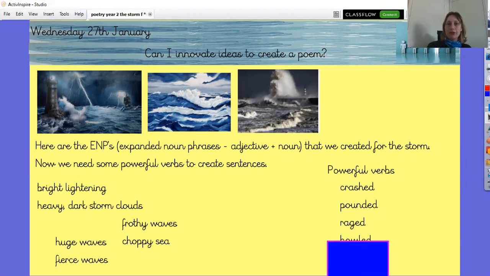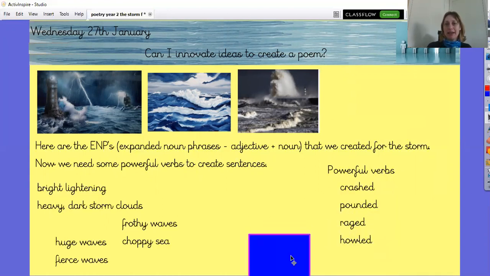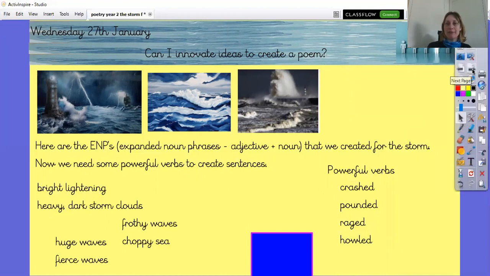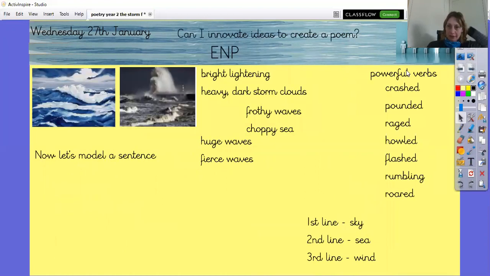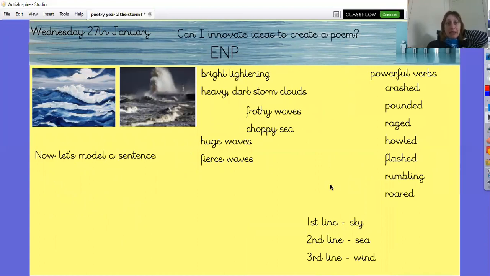So crashed would be good to use for the waves banging against the rocks. So would pounding. Raged, you might be able to say that the wind raged around the sea. And howled is another good verb which you could use for the wind as well. So I'll just put that there so you've still got those to hand. Okay, moving on. I'll put me down here at the bottom so I'm not in your way. So, here's our ENP bank, the bright lightning, heavy dark storm clouds, frothy waves, choppy sea, huge waves, fierce waves.